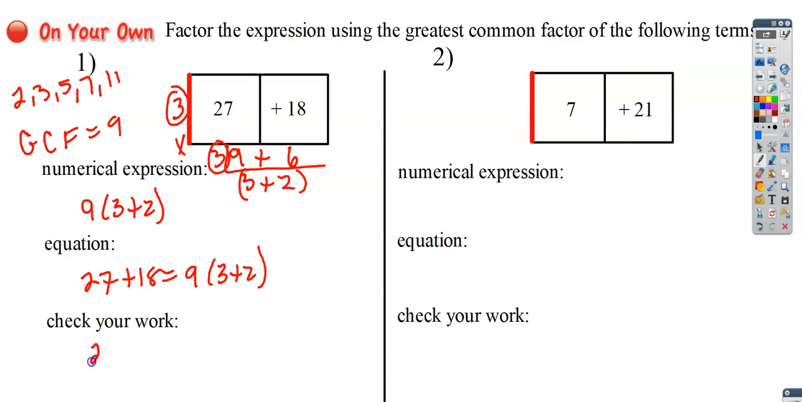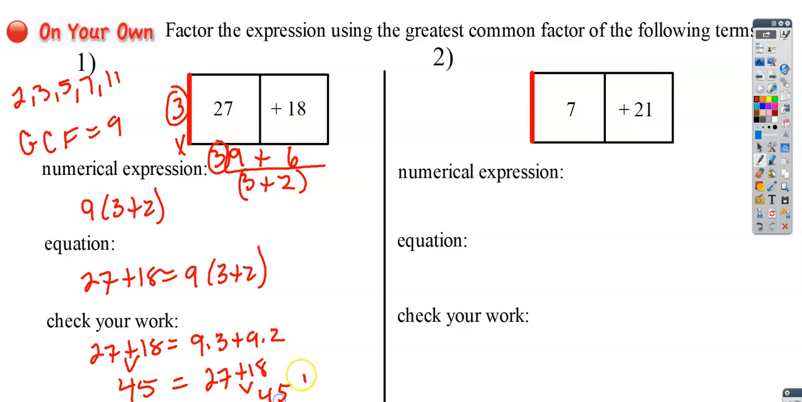I'm going to check my work. 27 plus 18 equals 9 times 3 plus 9 times 2. Mental math, 45 equals 27 plus 18, which of course also equals 45. Check. All right, next example.